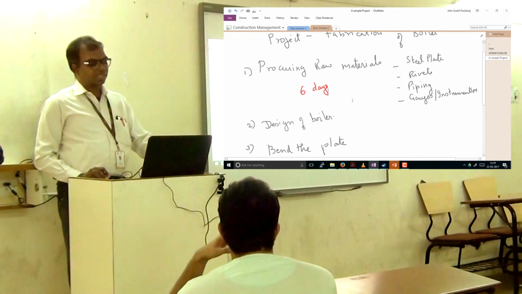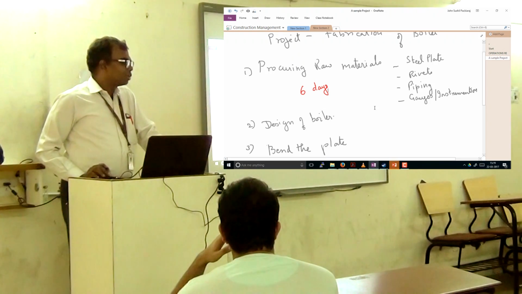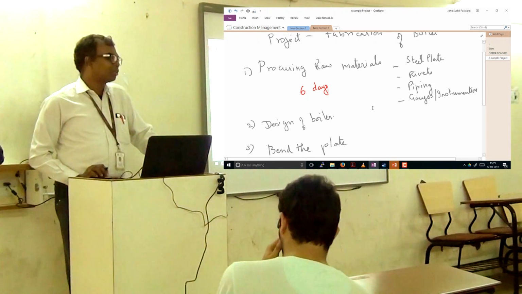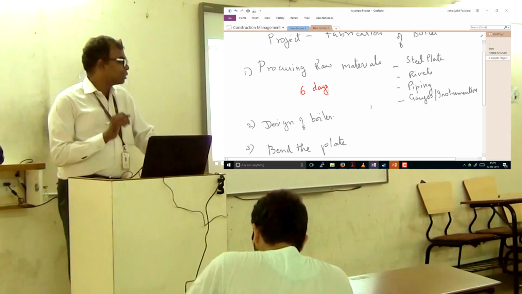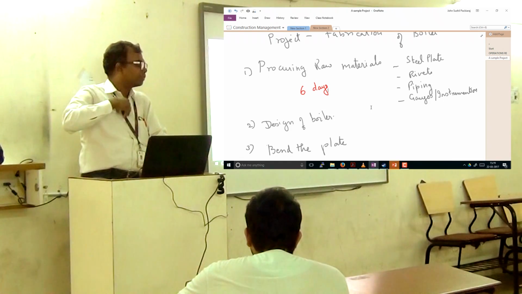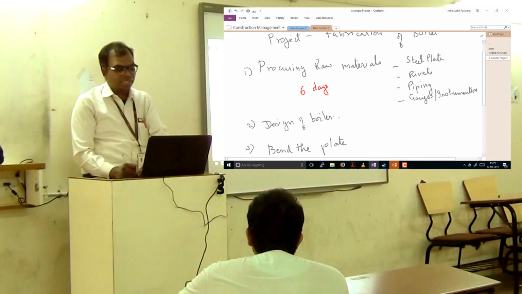Then next we got the design of the boiler. How long do you think it takes to design a boiler? 2 or 3 days. But in all fairness, you got to get your boiler inspector to also check the design. Usually it goes for a third-party validation, but we are not worried about that. We are just assuming that we have the designing capability to finish it in 3 days.